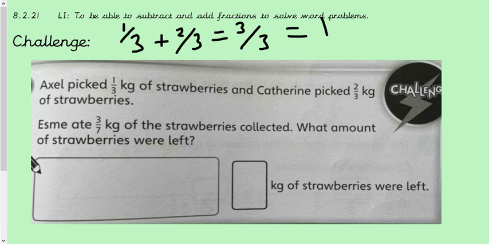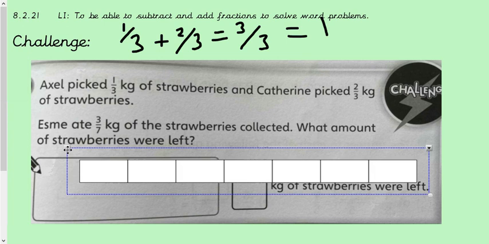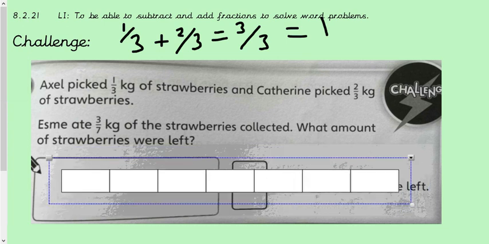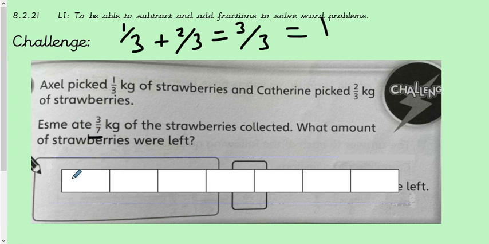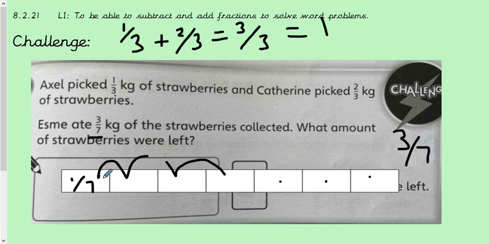So I'm going to draw a fraction strip and split it into 7, because that is what the denominator is. So each of these is going to be worth a 7th now, and it says she ate 3/7 of them. So 1, 2, 3. What amount of the strawberries were left? 1, 2, 3/7. That's not right. Sorry, I've miscounted that. 1, 2.